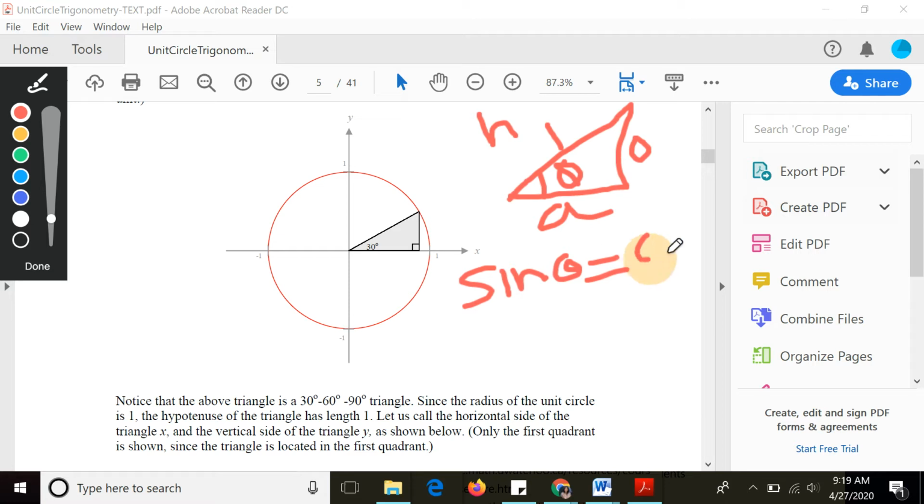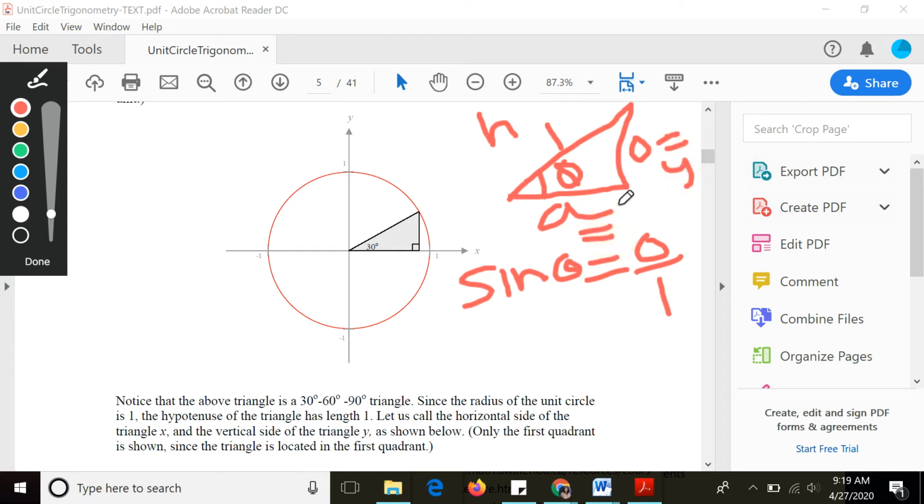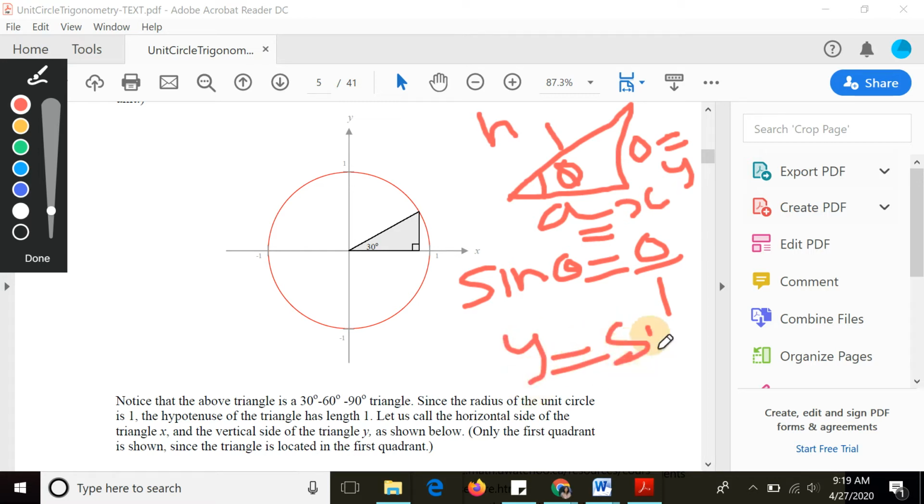And opposite in this case is, let's say O, and this is 1. And let's call opposite your y. And then adjacent is your x. So if this is the case, you can see that y is equal to sine theta. So your y coordinate for the unit circle is sine theta.